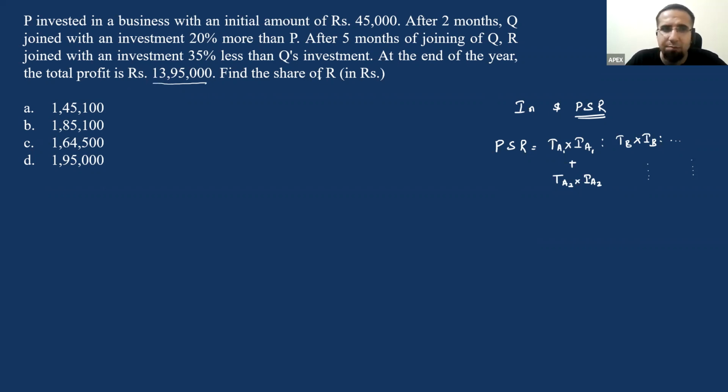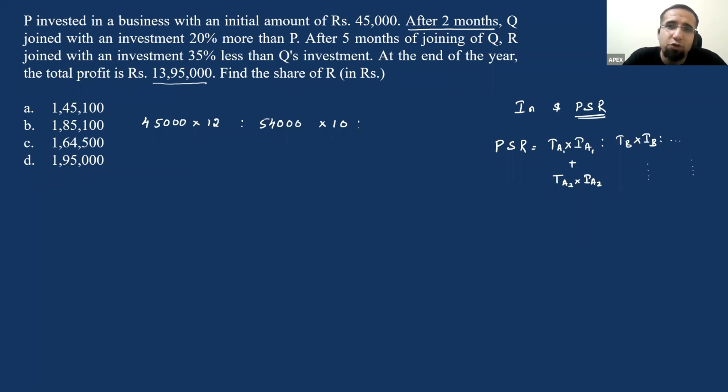That means it's very clear that P's investment stayed in the business for 12 months. So 45,000 for 12 months. Now, Q invested 20% more than P after 2 months of starting of business. That means Q's investment was there for 10 months. Now, 20% of 45,000 is 9,000. So 45,000 plus 9,000 will give you Q invested 54,000 for 10 months.